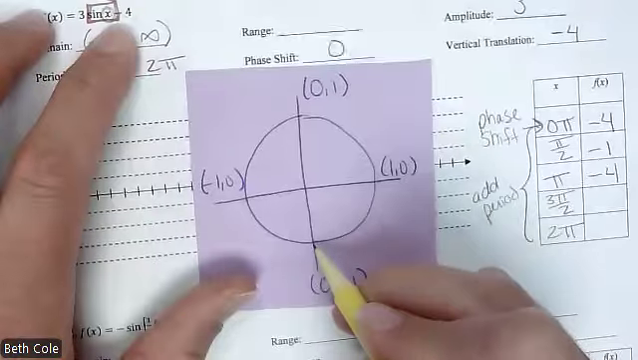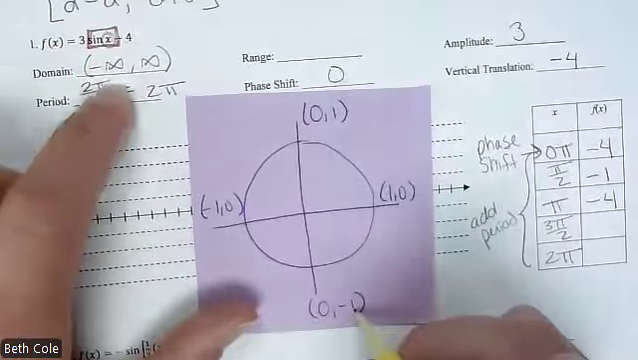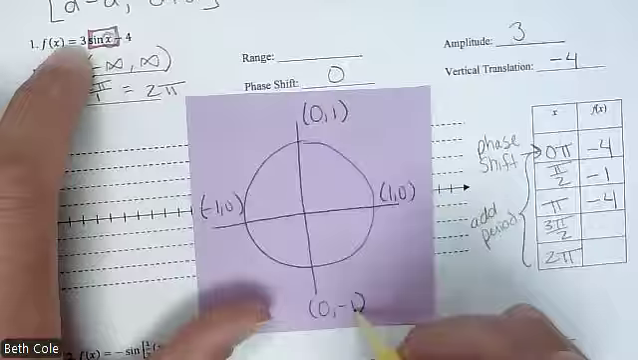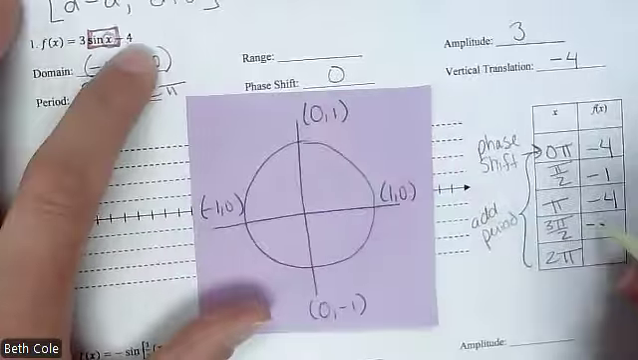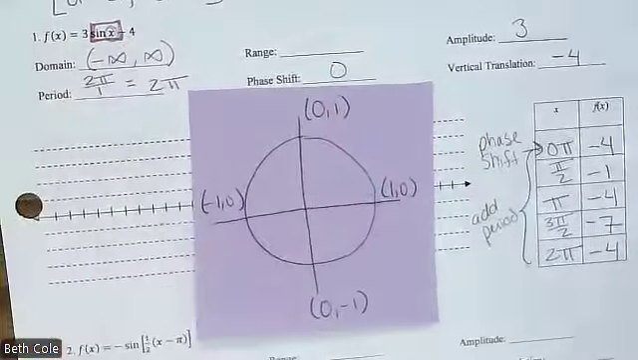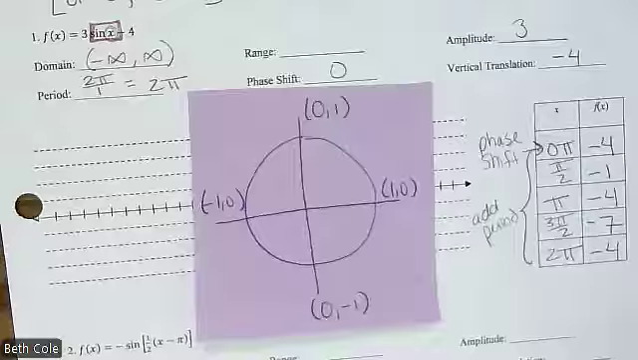All right, now we're down here. Your y value is -1 times 3 is -3 minus 4, -7. The last one will always be the same as the first one. Always, Miss Cole? Yeah. If you did it right, you should end up back where you started.